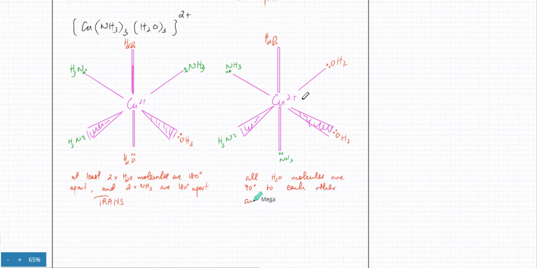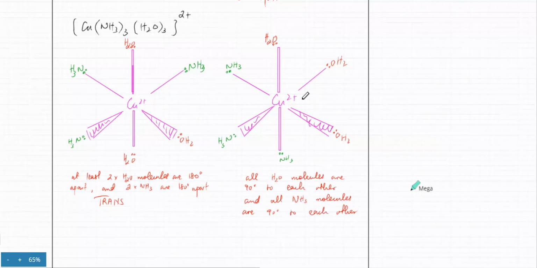And also all NH3 molecules are 90 degrees to each other. So these are two; this one is your cis version because they're on the same side.